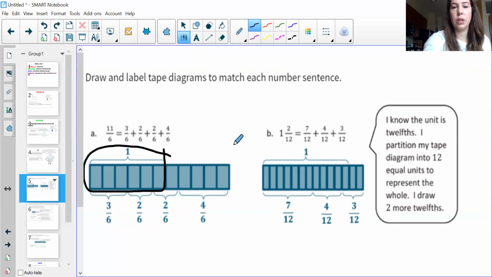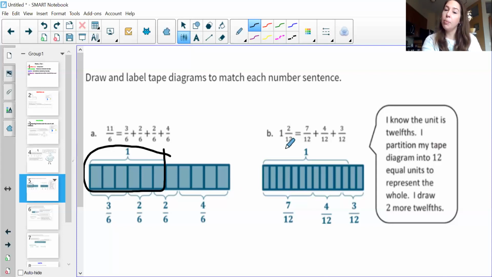So that's 1, 2, 3, 4, 5/6. Altogether, that gives 11/6. Now the number sentence says 11/6 is 3/6 plus 2/6 plus 2/6 plus 4/6. So that's how they knew what to draw for each bracket. So they grouped together 3/6, and then 2/6, and then another 2/6, and then 4/6.